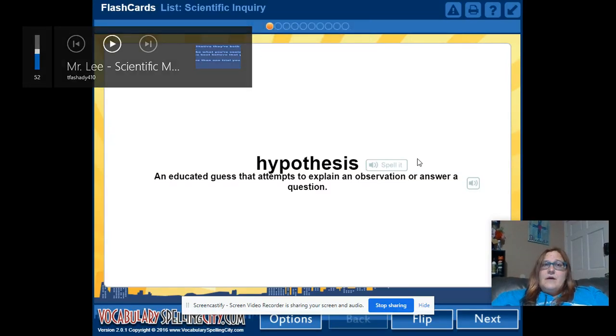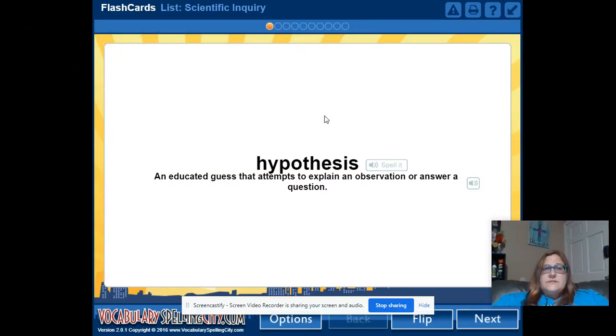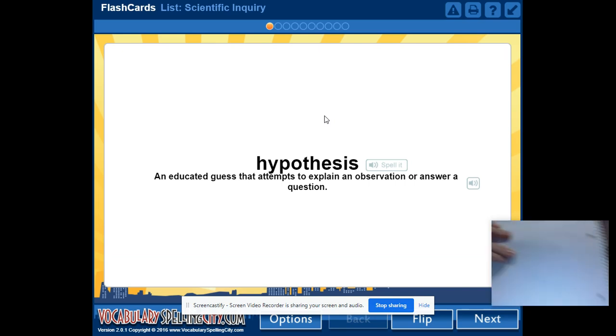All right, y'all. This is scientific inquiry vocabulary. We're going to start off. I do have it showing you the vocabulary word and the definition, and then when I flip it, it will show you the word, the definition, and it used in a sentence. So write it down. When we do the vocabulary, I wrote some down so you can have an example. So you can see it.